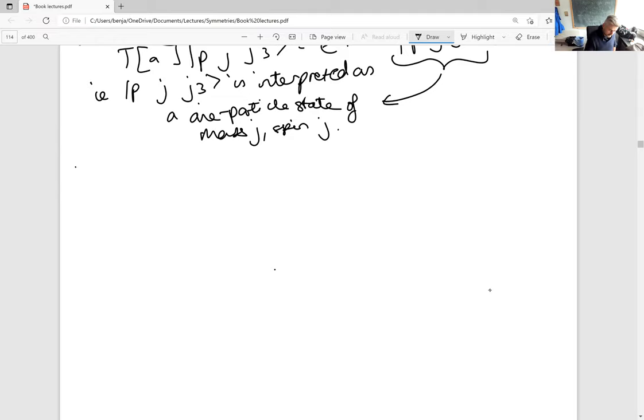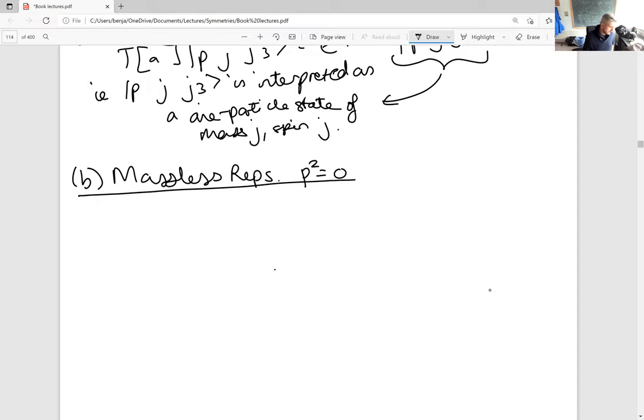So this is the second case, massless representations. So these, of course, have p squared equal to zero. Right, now, in the massive case, we boosted to the rest frame of the particle where the particle has no momentum. We can't do this because we can't do any Lorentz transformation that will take us to the rest frame of a photon, because the photon's traveling at the speed of light.